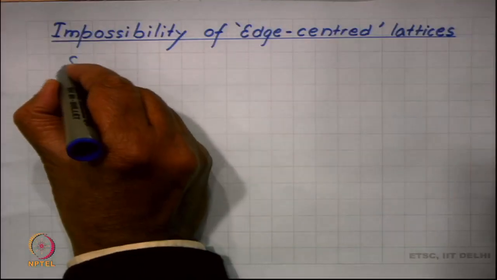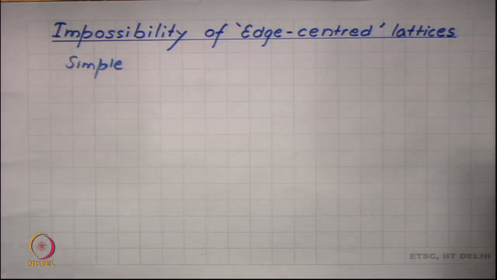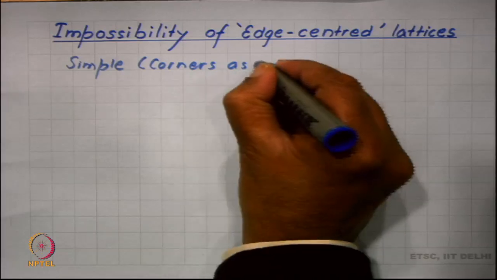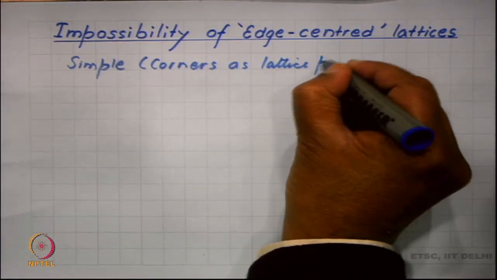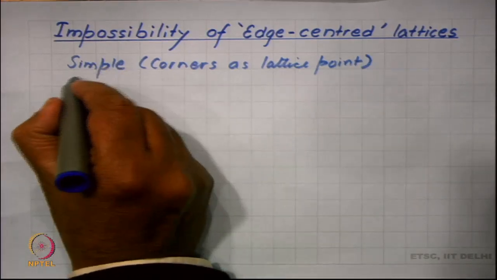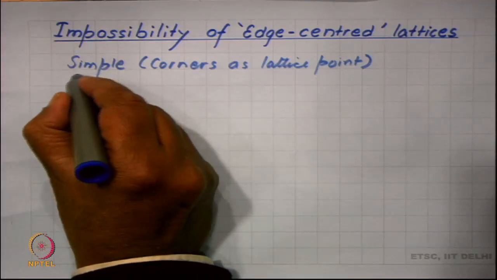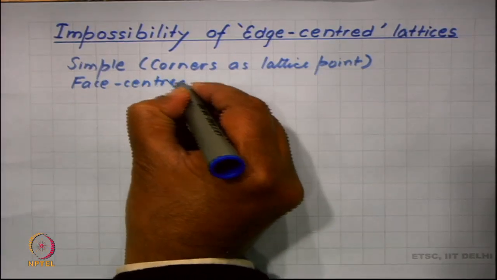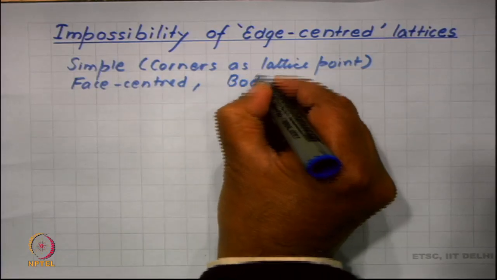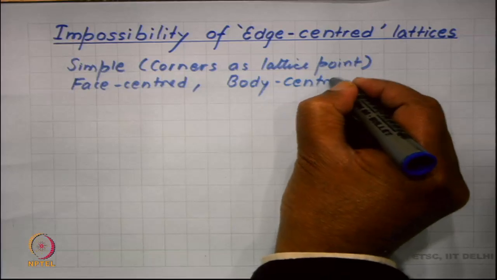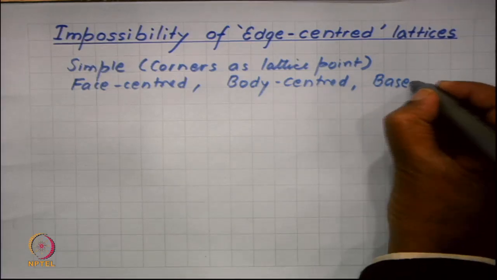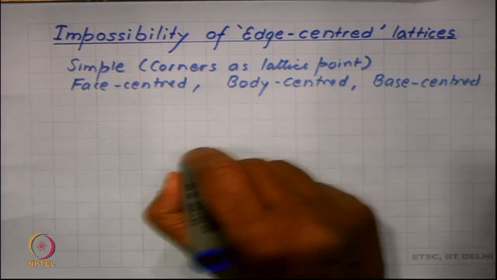So, we have seen we have simple, where only corners are there, corners as lattice points. Then we had face centered F, then we have body centered, and we also had a base centered or end centered.